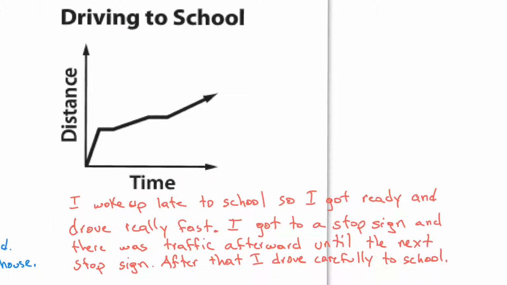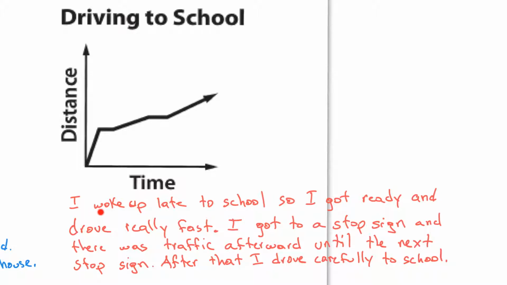Now for this graph, you have driving to school. So that's what the graph represents, someone driving to school. We have time as the x-axis. You see the time here. And the y-axis is your distance. So one way to describe this graph is the following.